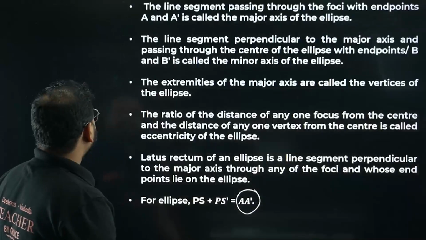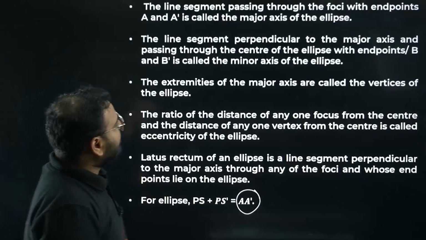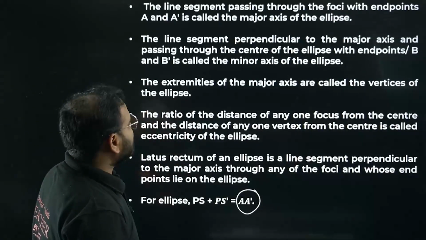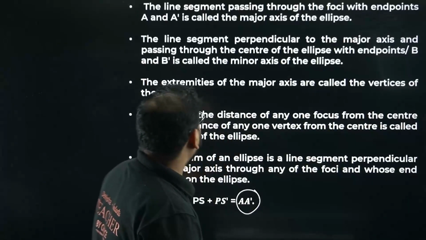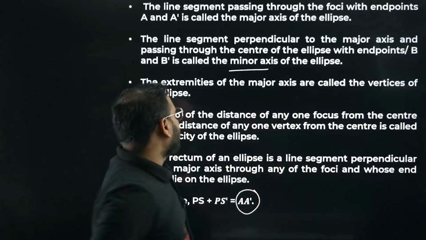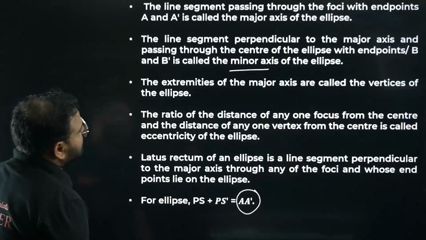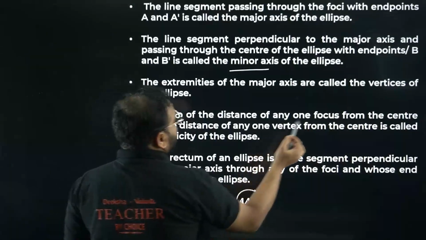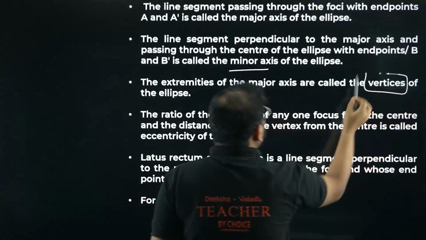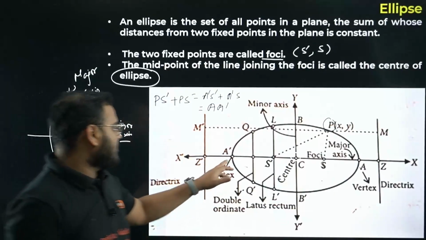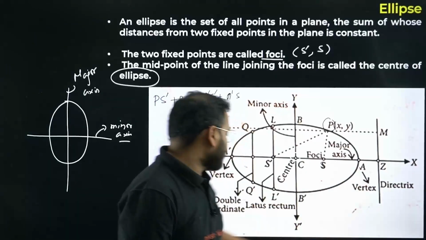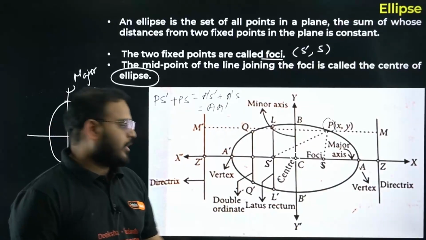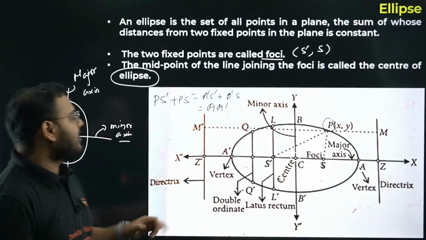What next do we have? Please check. We have the line segment perpendicular to the major axis, passing through the center of the ellipse with endpoints B. It's called the minor axis. Okay, same thing. Extremities of the major axis are called the vertices of the ellipse. Please check here. So here A dash and A will be your vertices. Have a look. So here A and A dash are the vertices of the ellipse.